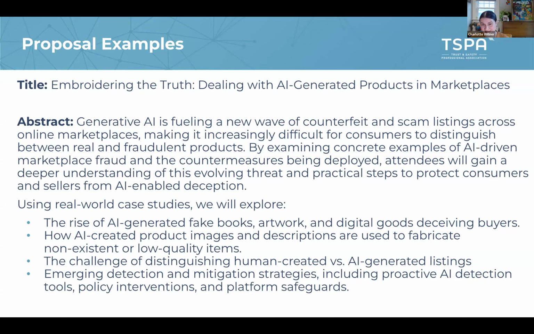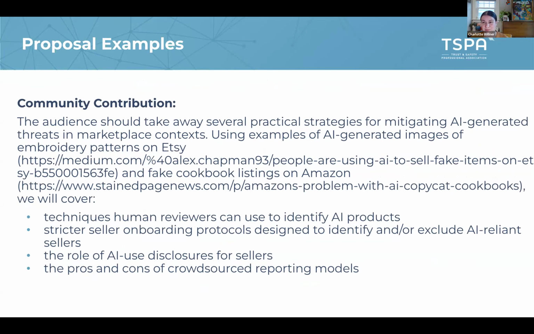But here, if you go to the next slide, you'll notice I am now using the community contribution field way more effectively. This is again your message to the program committee about what is this and why is it so important to be accepted at TrustCon? So here I'm saying, all right, here's what the audience is going to take away. I'm going to use these two specific examples of embroidery patterns on Etsy and fake cookbook listings on Amazon. We are going to cover specifically techniques that human reviewers can use to identify AI products. We're going to talk about stricter seller onboarding protocols. We're going to talk about AI use disclosures, right?